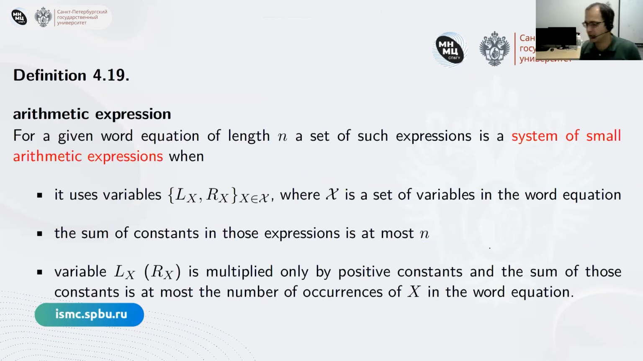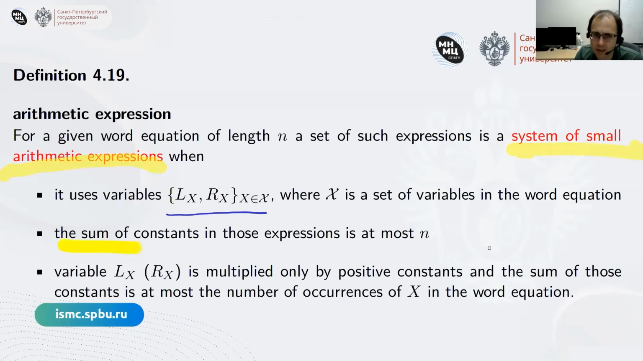Okay, so we are going to produce some arithmetic expressions somehow connected with those equations. Instead of saying what those systems are and then what their properties are, maybe we would like to say some very mild constraints that we want to be satisfied. And I will say that the system is a system of small arithmetic expressions. So first of all, it will use only variables that are connected to the variables of the word equation. So Lx, meaning the length of the prefix, Rx, meaning the length of the suffix.